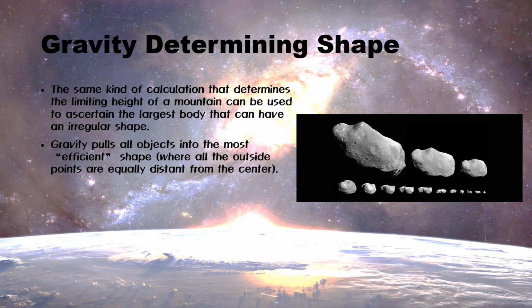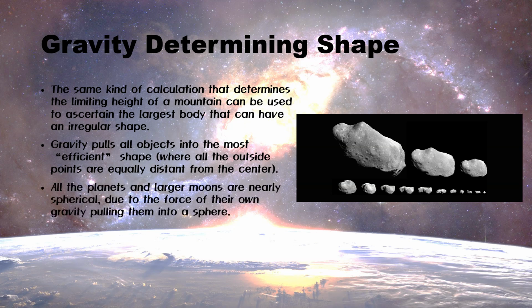Gravity tends to pull all objects into what it considers the most efficient shape, where all the outside points are equally distant from the center. And when we look at things in outer space, planets and larger moons are nearly all spherical because the force of their gravity is pulling them into a sphere. It's trying to find that most efficient shape, and if everything's trying to find equally distant points, it's going to tend to be pretty round.